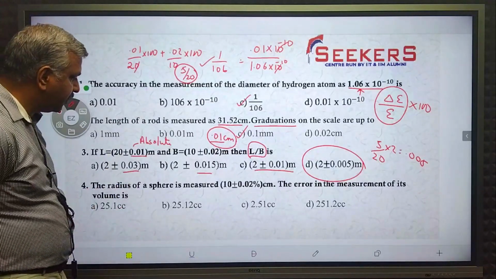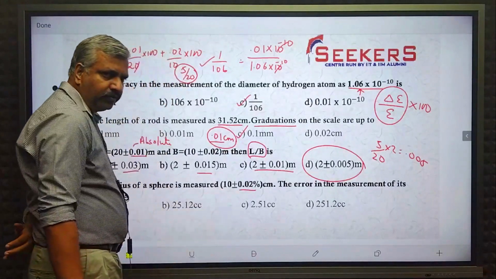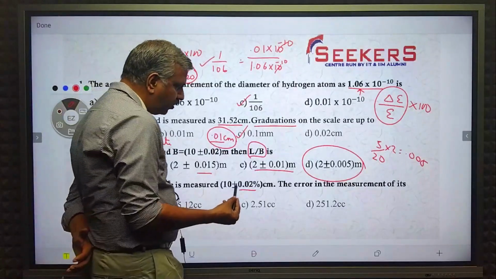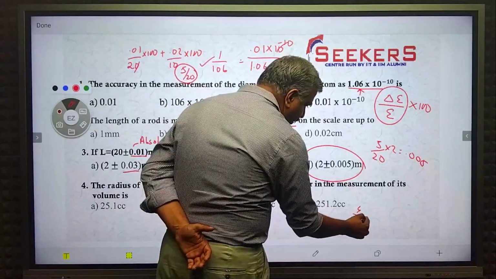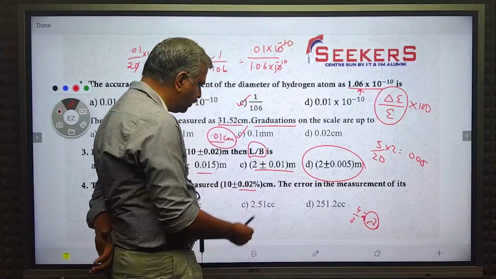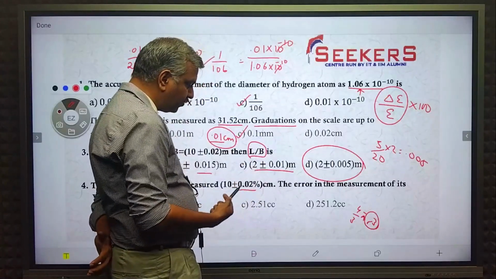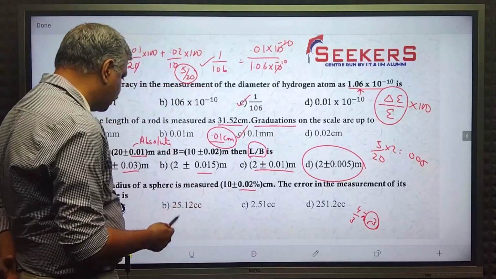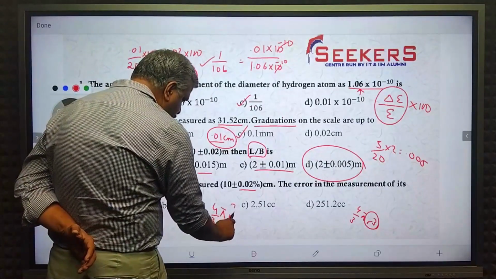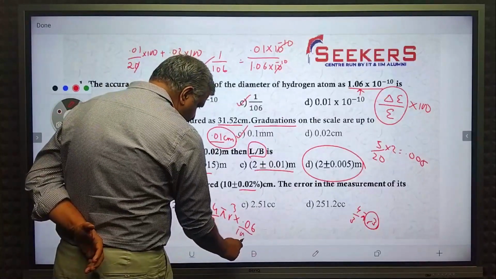The radius of a sphere is measured as 10 plus or minus 0.02%. So if this is the relative error now, they are asking you the error in the measurement of the volume. So whenever you measure volume of a sphere it will be 4 by 3 pi r cubed. Because r is going to be multiplied 3 times, so the error will be 6%, or rather 0.02 into 3, so that is 0.06, but they are asking you for the absolute error. So the absolute error will be 4 by 3 pi r cubed into 0.06. Because it is percent, I am going to divide it by 100.